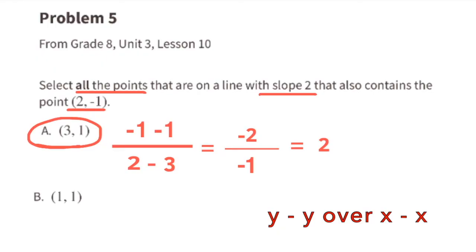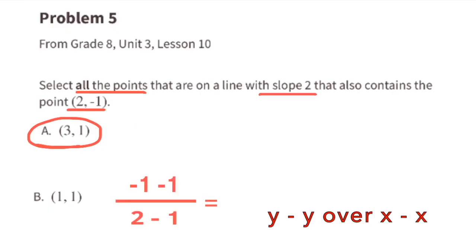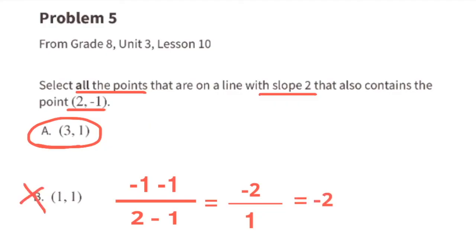B. X value 1, y value 1. Let's use the same strategy. The y value of the original minus the y value of B. -1 minus 1 over the x value of the original minus the x value of B. 2 minus 1. -1 minus -1 equals -2, and 2 minus 1 equals 1. -2 divided by 1 equals -2, and that is not a slope of 2. It's a slope of -2.